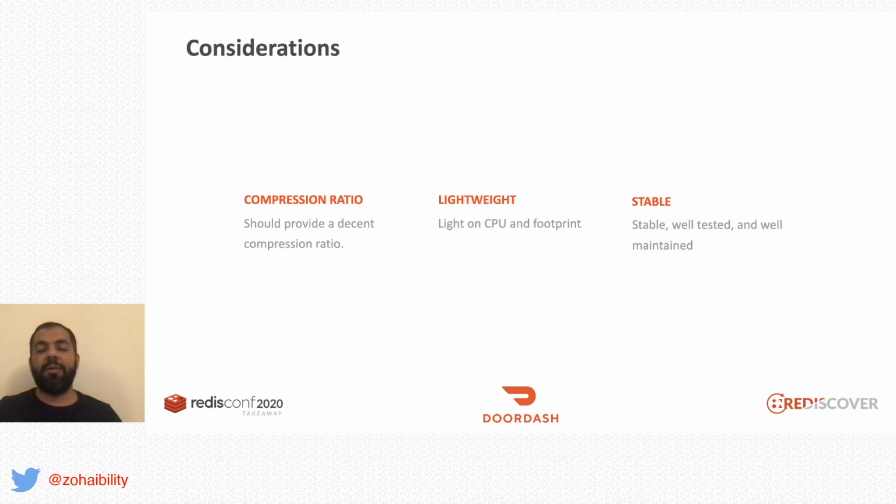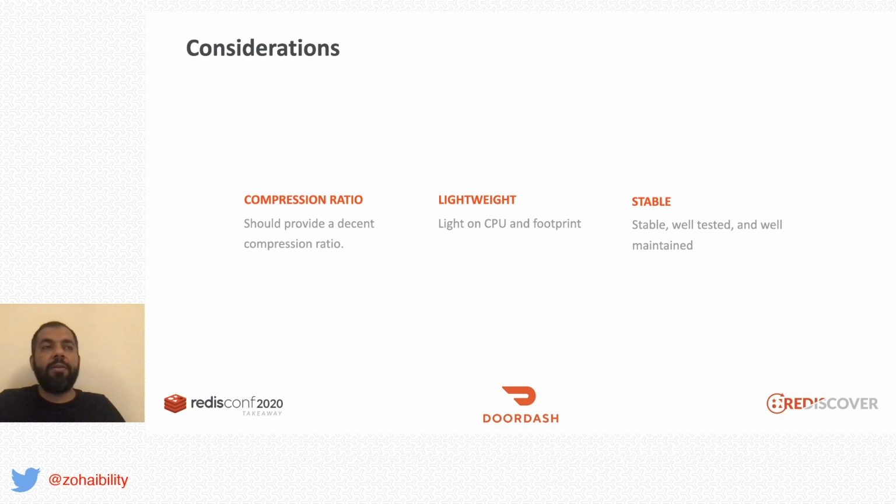So these are the considerations while choosing a compression algorithm. We wanted to provide a decent compression ratio. When I say decent, it means I don't want the highest compression ratio across the board. I want a decent amount of compression that can reduce my payload size, with the constraint that I want this whole thing to be lightweight on CPU, because I'm doing too many requests. I don't want my server to bog down.